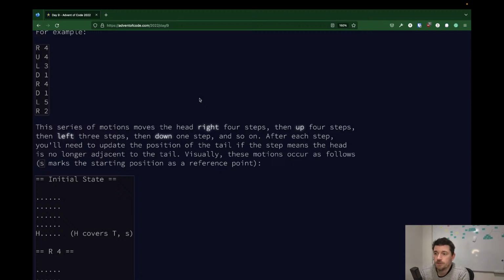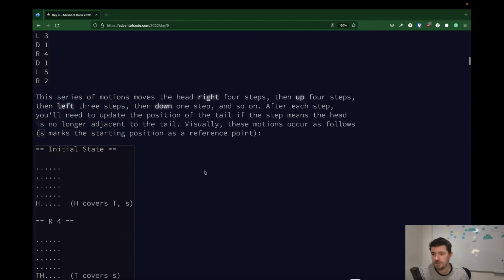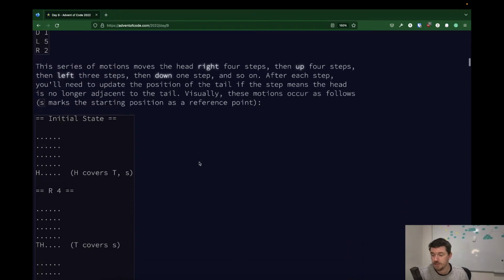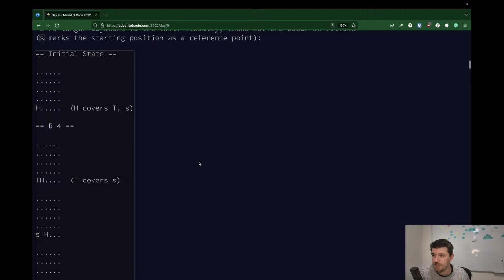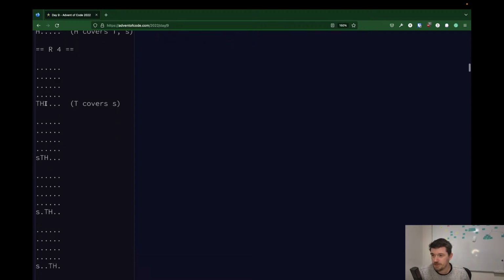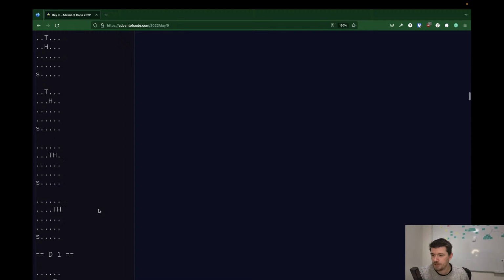After each step, you'll need to update the position of the tail if the step means the head is no longer adjacent to the tail. Visually, these motions occur as follows. And yeah, S marks the starting position. Took me a second to spot that. So they all start in a corner, and then the head moves. They're still touching, so the tail doesn't move. Then the head moves again, and the tail follows it, and so on. Yeah, it's not very interesting.